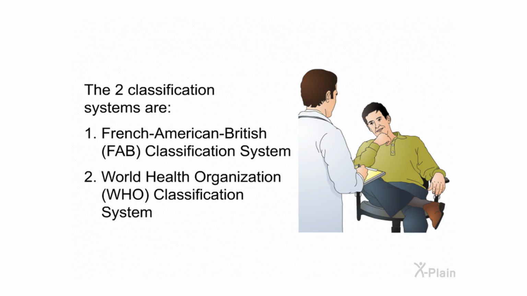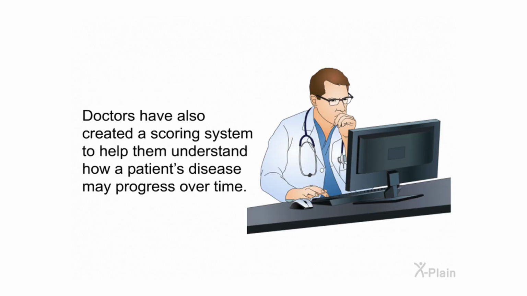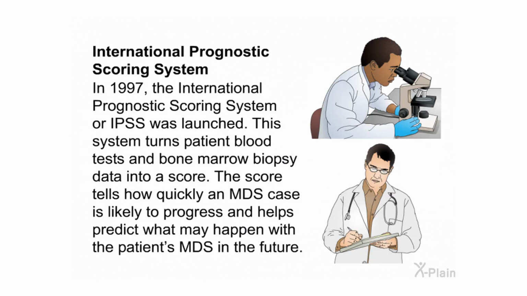The two classification systems are: 1. French-American-British, FAB, classification system. 2. World Health Organization, WHO, classification system. Doctors have also created a scoring system to help them understand how a patient's disease may progress over time. International Prognostic Scoring System. In 1997, the International Prognostic Scoring System, or IPSS, was launched.